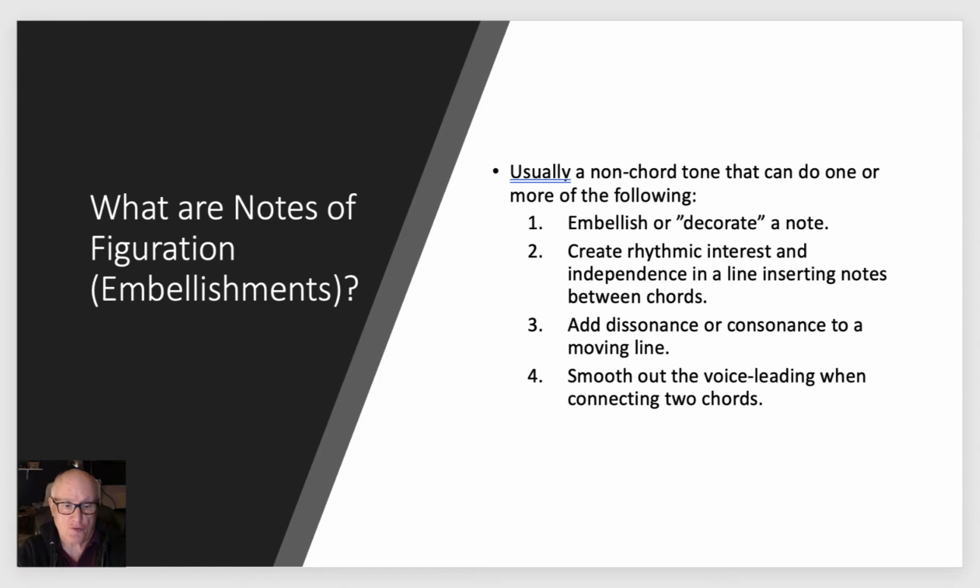So if I had two chords, and I want to make it more interesting, going from one chord to the next, I can use all sorts of devices to make that much more rhythmically interesting. And then that obviously adds consonance or dissonance to a moving line. And then the other thing is to smooth out voice leading when connecting two chords. I could have two chords that are just kind of chunking along, and this smooths out the sound between them.